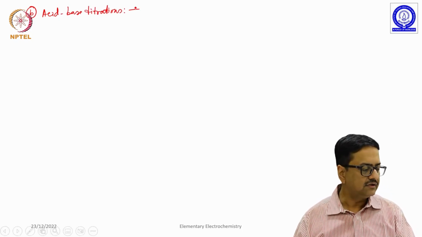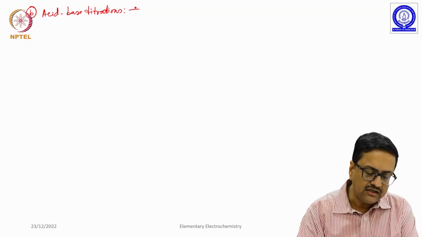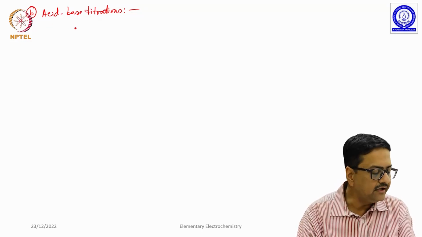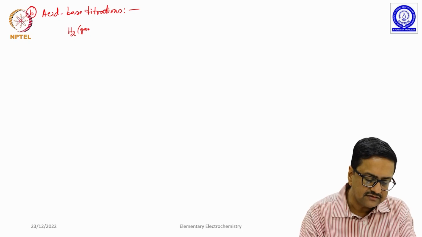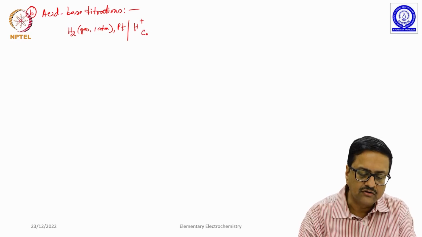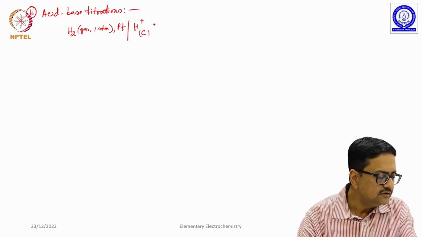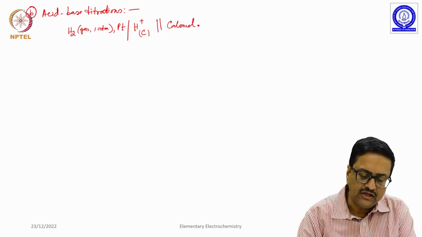So, in case of acid base titration, we generally need to have a hydrogen gas, 1 atmosphere, coupled with a platinum electrode and H plus of a known or unknown concentration C, coupled with a calomel electrode.